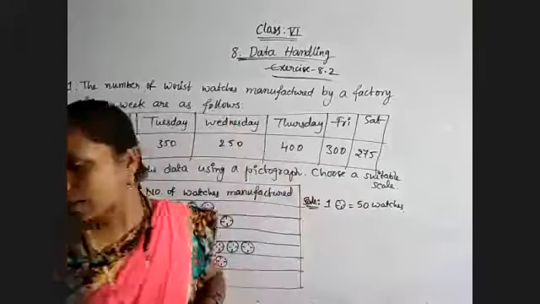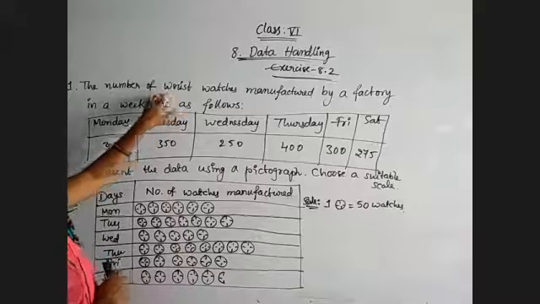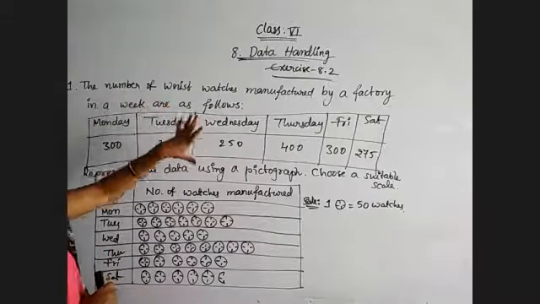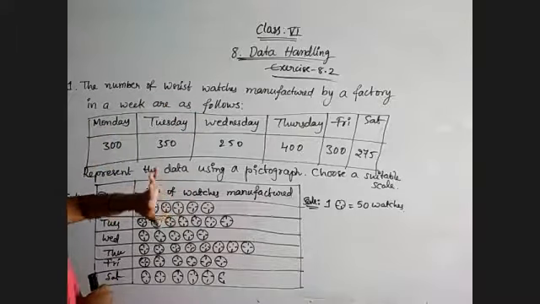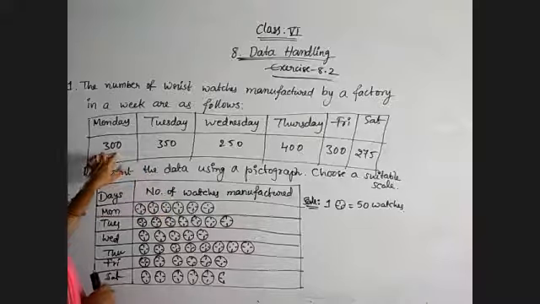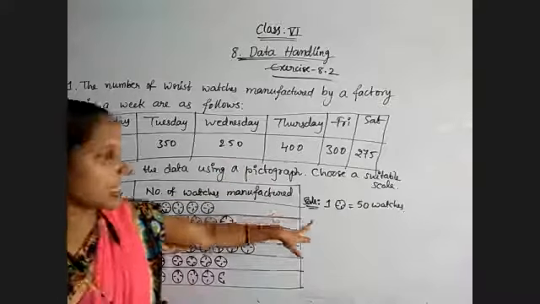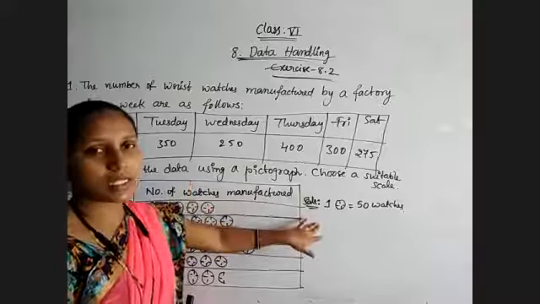So once observe this problem: the number of wristwatches manufactured by a factory in a week are as follows. So wristwatches manufactured in a factory for the week are mentioned. Monday, Tuesday, like that the days are given, and the number of watches manufactured for that particular day is given. Represent the data using a pictograph. Choose a suitable scale. So the scale we have chosen. Before drawing the pictograph, we have to take the scale first.